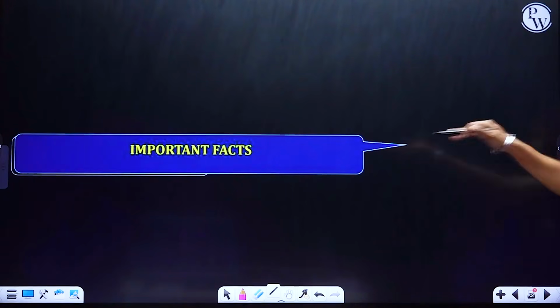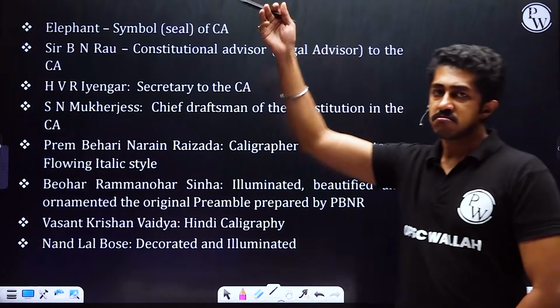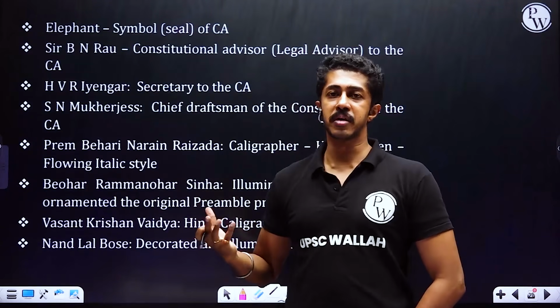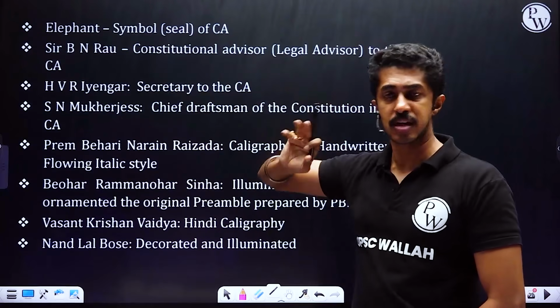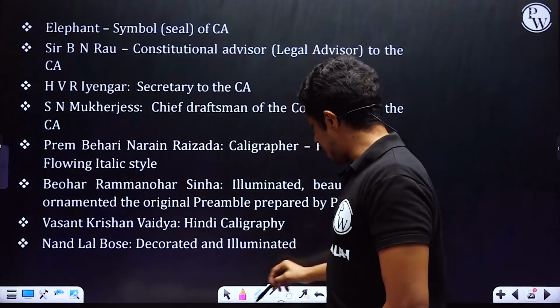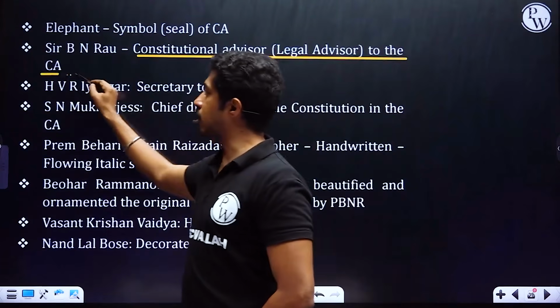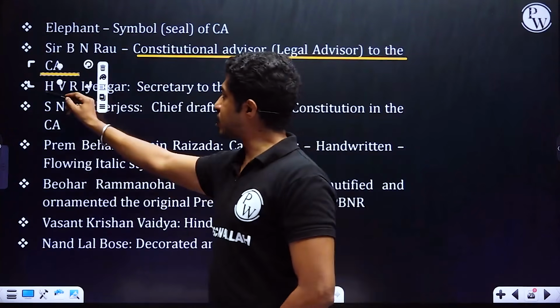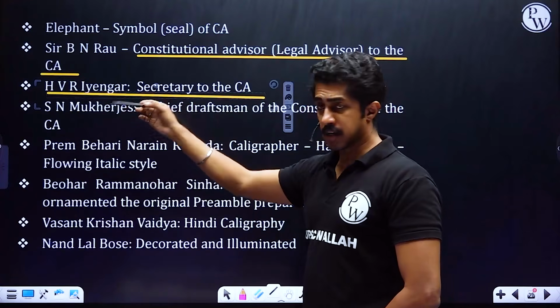Anyway, let us look into the important facts now. Again, no choice. You have to remember it. Elephant was the symbol or seal of the Constituent Assembly. That is easy. Sir B.N. Rao was the constitutional advisor or legal advisor to the Constituent Assembly. H.V.R. Iyengar was the secretary to the CA, that is Constituent Assembly.